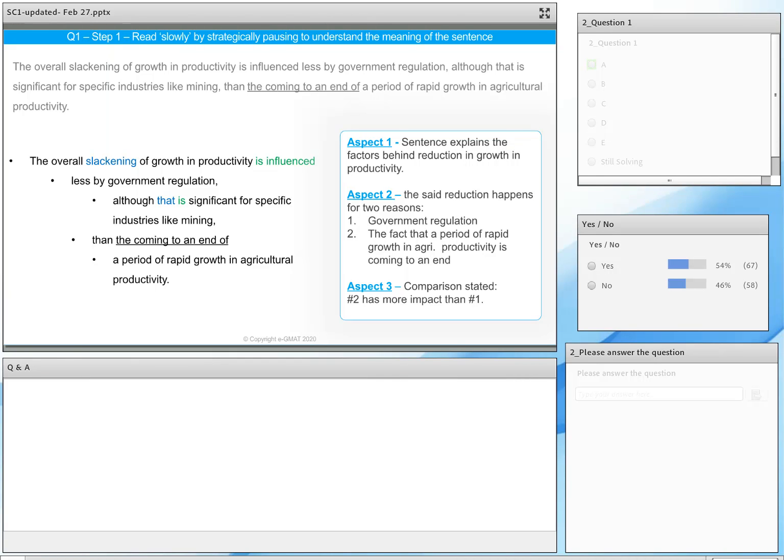And that was that although, right? That the government regulation is significant for specific industries like mining, and that has more impact, right? Or less impact, excuse me, than the coming to the end of the period. So we get that contrast that although is stating.